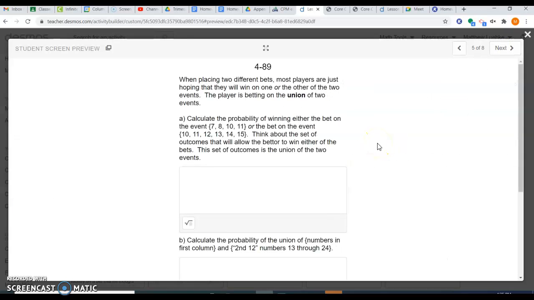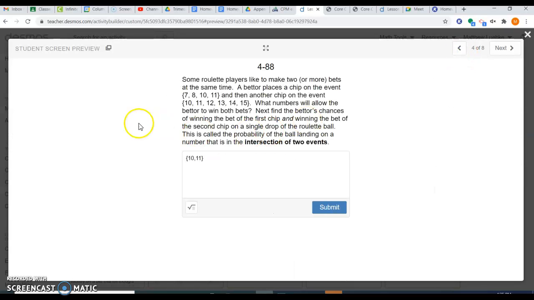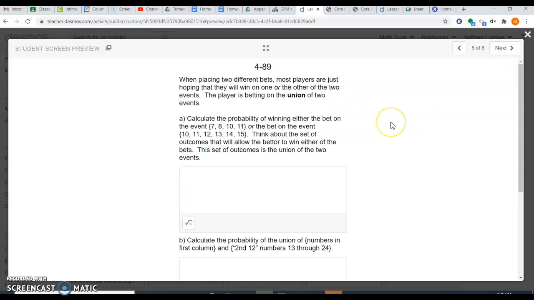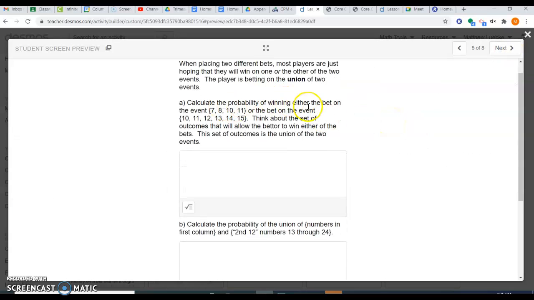Here, now we have this idea of the union. So union and intersection, two different things. Intersection was 10 and 11 because they are in both of them. The union of them is calculating the probability of winning either the bet on the event 7, 8, 10, 11, or we would win the bet if we got 10, 11, 12, 13, 14, and 15. So we need to think about the set of outcomes that will allow the winner to win one or the other. Okay?